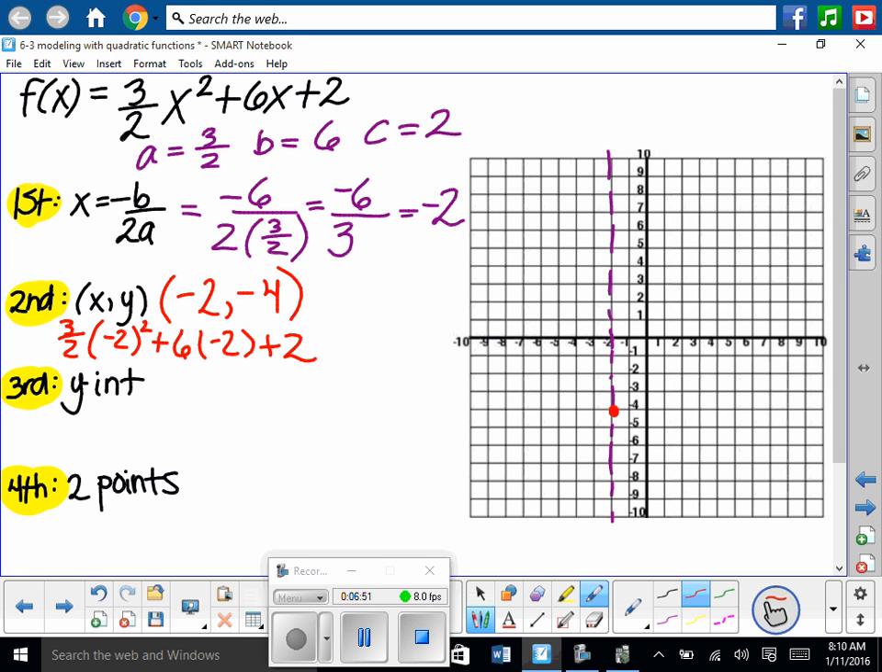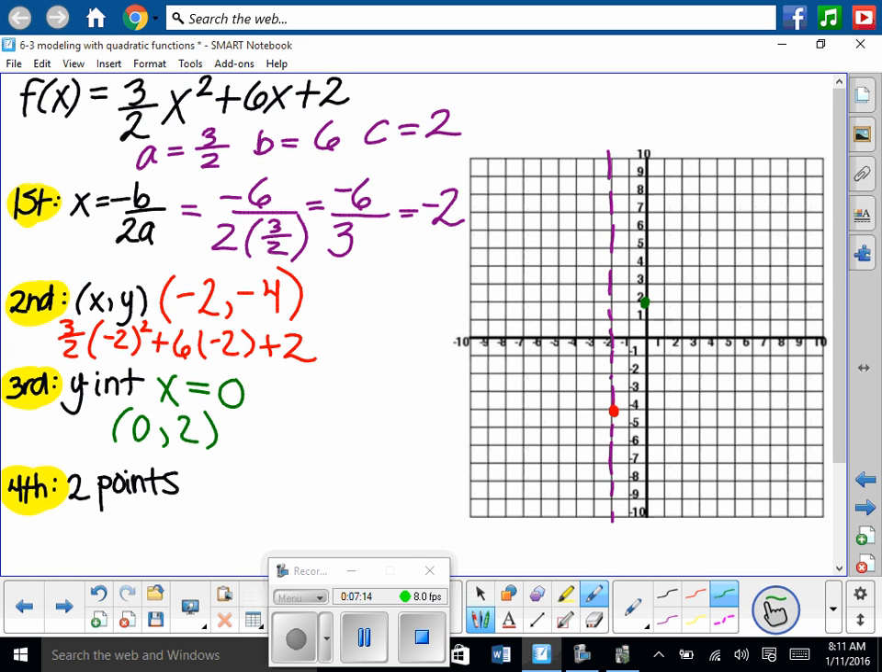Our y-intercept is always when x is equal to... what x value is it crossing the y-axis at? 0. Plug in 0, what will we get? Plus 2. 0, comma 2. If we plug in 0, that becomes 0. Plug in 0 here, it becomes 0. 0 plus 0 is 0. 0 plus 2 is 2. So it's crossing at 0 up 2. It's crossing the y-axis at 2.